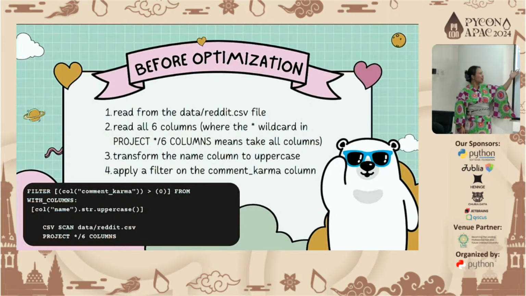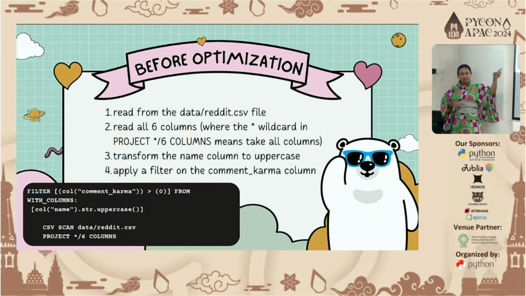So here we read the file. We read all 6 columns. The star means all of them. So we read them all first. Then we transform the names of the columns to uppercase. And then for each entity, each row, we check whether the comma is bigger than 0. Then that's the result.